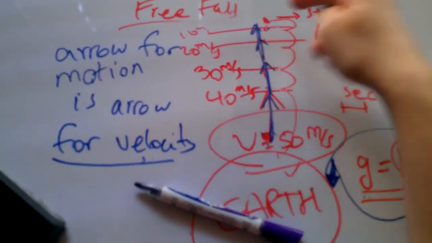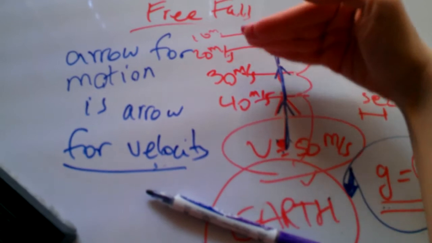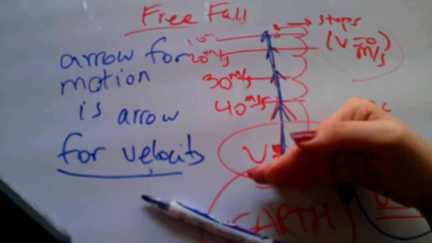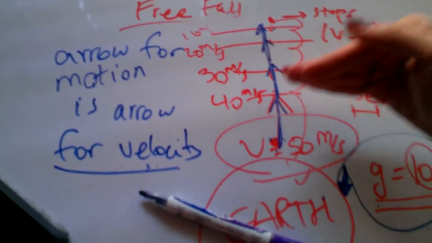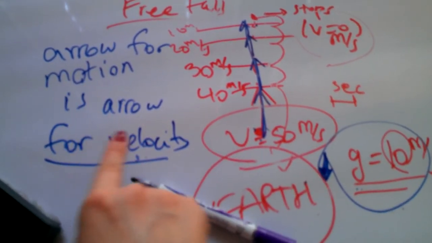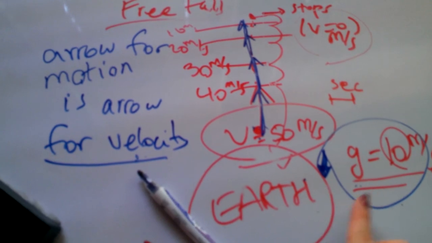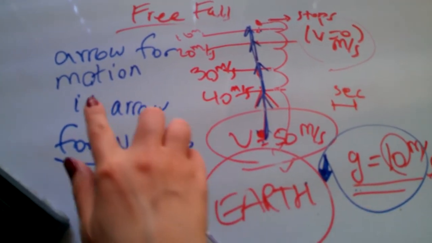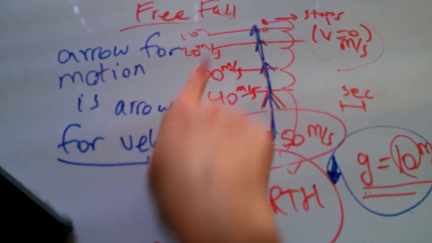Okay? And then it is symmetric because you're having 50, 40, 30, 20, 10. Now, when it comes back, it's 10, 20, 30, 40, and 50 when it hits the ground. So the arrow for motion is the arrow for velocity. The arrow for acceleration doesn't have anything to do with the arrow for motion.